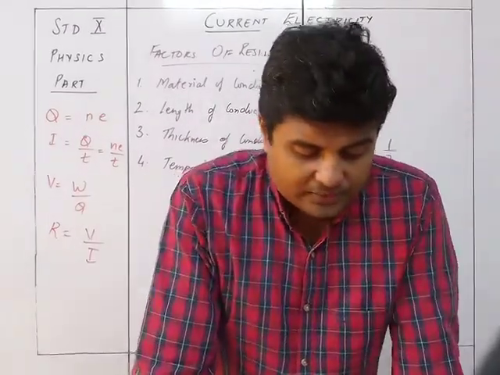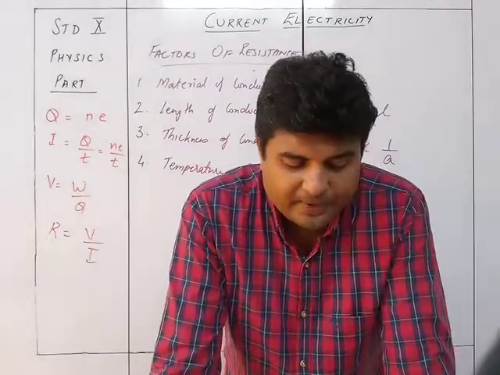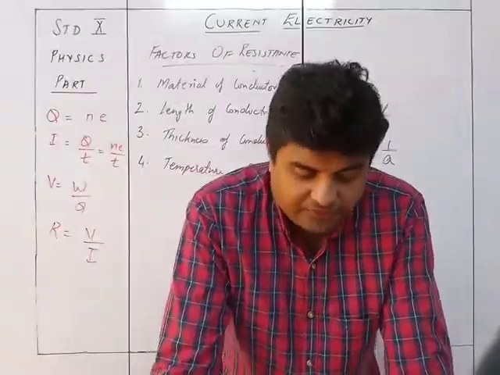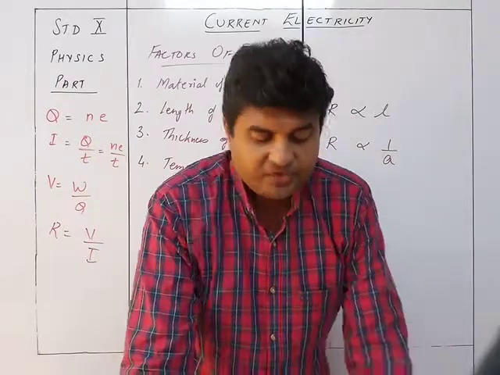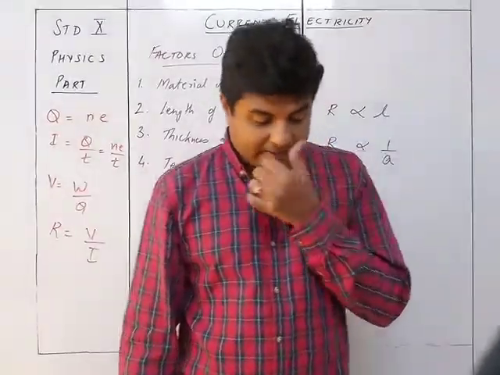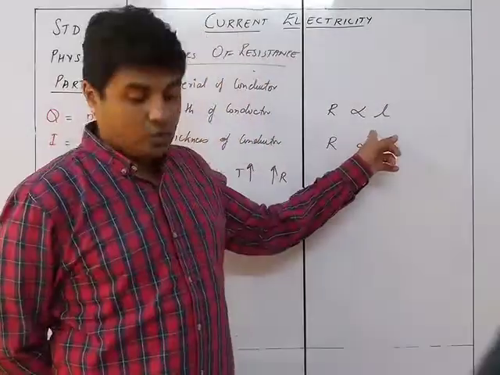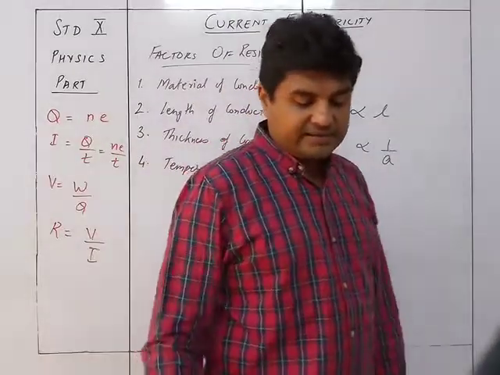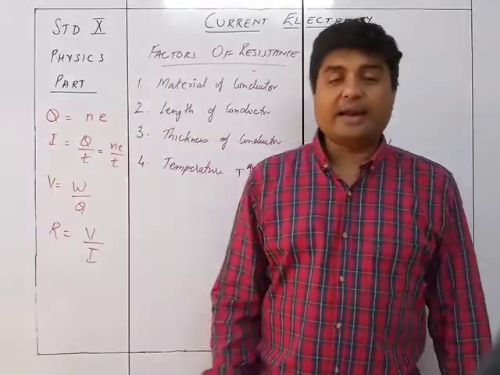In a long conductor, the number of collisions of the free electrons with the positive ions will be more as compared to the shorter ones. Therefore, a longer conductor offers more resistance. In fact, the resistance of the conductor is directly proportional to the length of the conductor. That is, resistance is proportional to L.